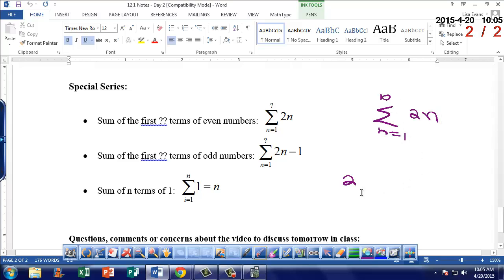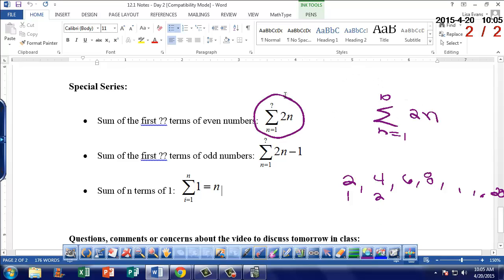Why? Because if I list the first 10, 2, 4, 6, 8, and so on, all the way till I get to 20, what are you doing to the first term to get 2? Multiplying it by 2. What are you doing to the second term to get 4? And so on. So this is something good to know, because the rule for even numbers is 2n.